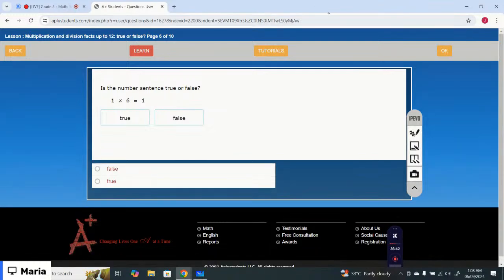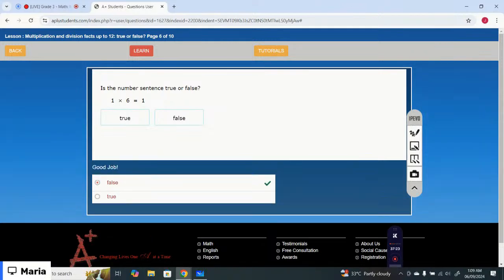Okay, the next one is the number sentence true or false? 1 times 6 equals 1. The correct option is false again, right? 1 times 6 equals 6, and that's not equal to 1, so the correct option is false.